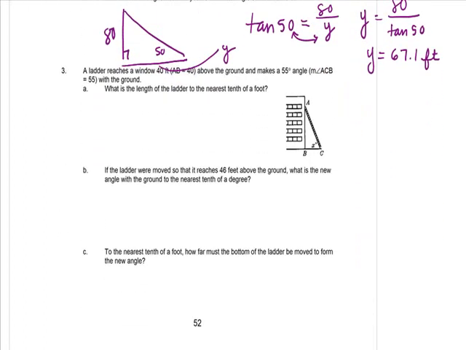A ladder reaches a window 40 feet above the ground and makes a 55-degree angle with the ground. What is the length of the ladder? I'm going to redraw it. We know that's 40 feet above ground. We don't know the length of the ladder, but we do know that it makes a 55-degree angle. Which trig function should I use? Opposite over hypotenuse, sine. Alright, press pause if you want to try this yourself.